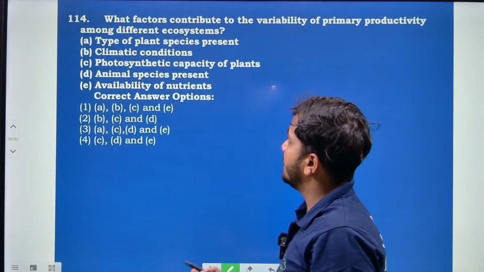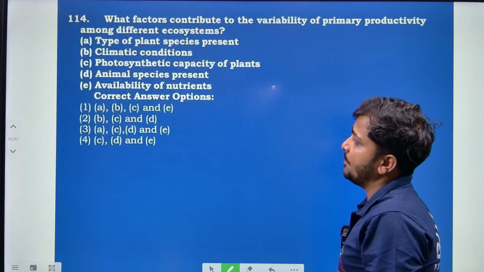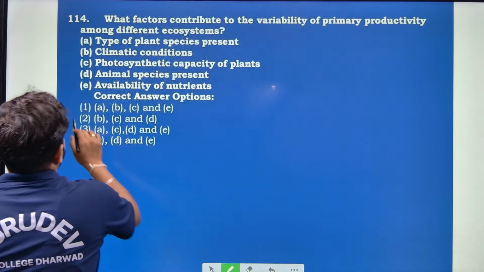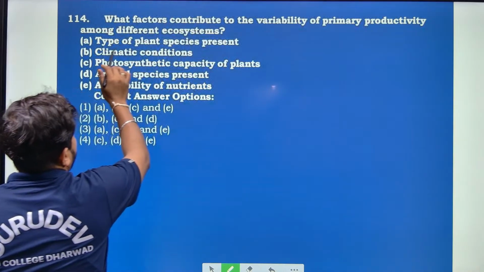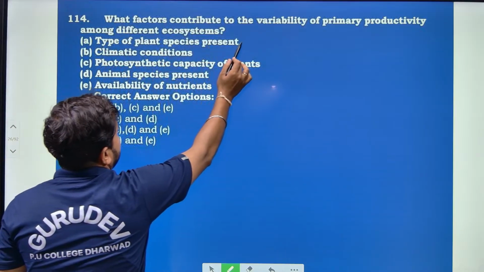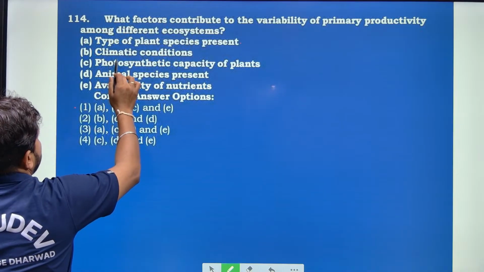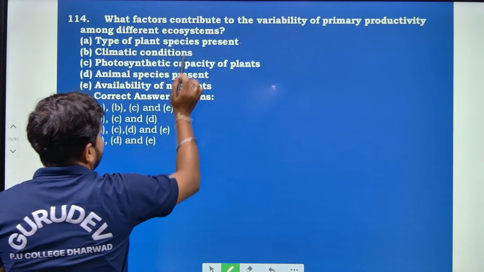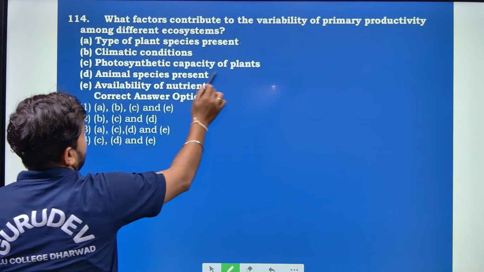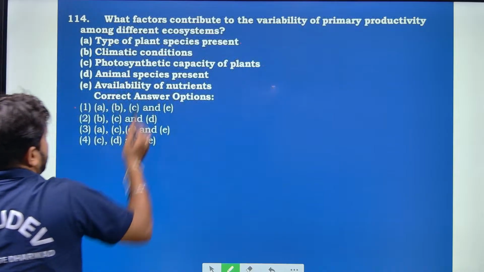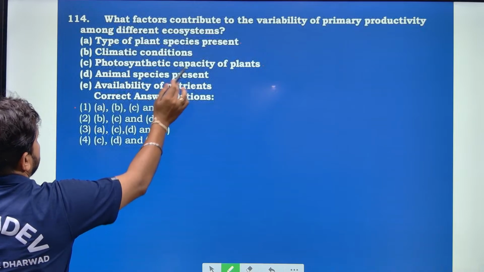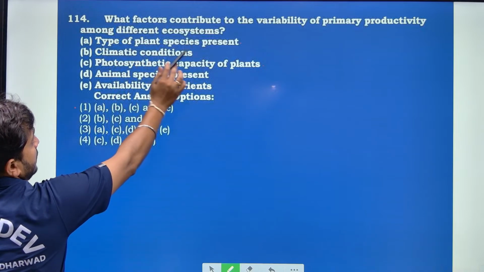Then next question: what factors contribute to the variations of primary productivity among different ecosystems, right? So there are different factors mentioned. Option A says type of plant species present. Yes, this I can consider. Then climatic conditions, this even I can consider. Then photosynthetic capacity of the plant, because productivity requires it. Then animal species present. No, this is not required.